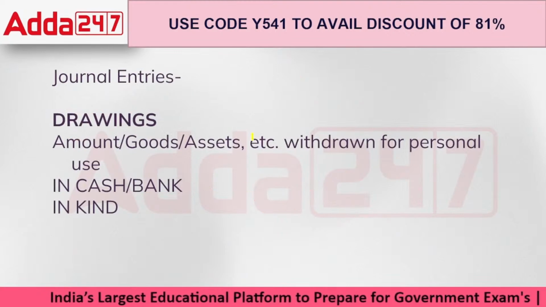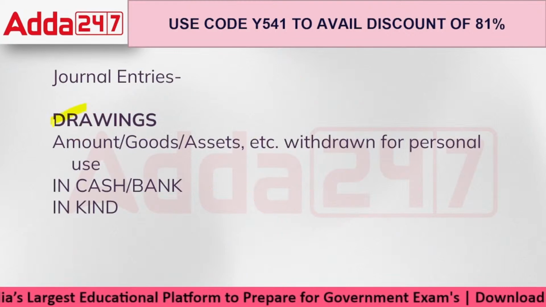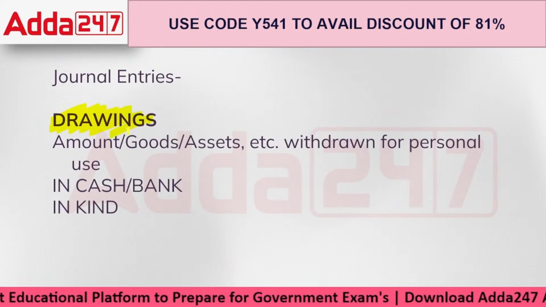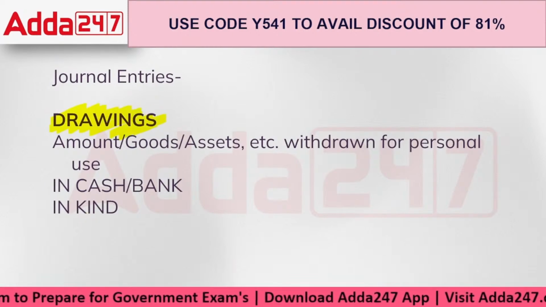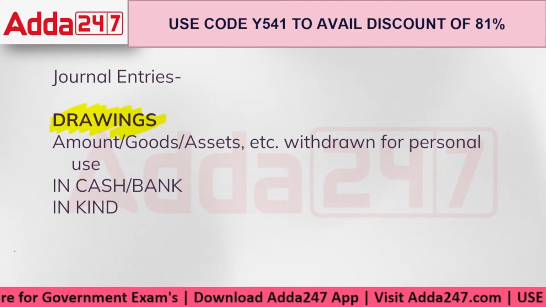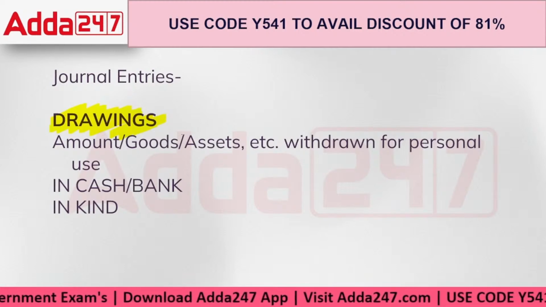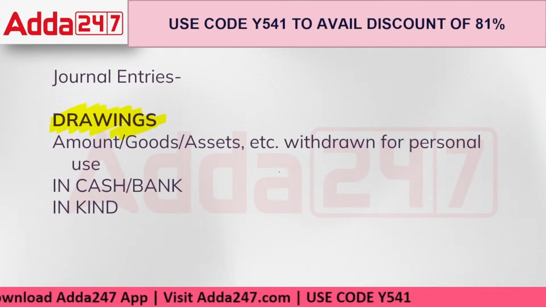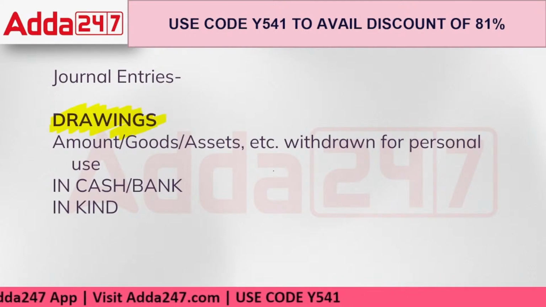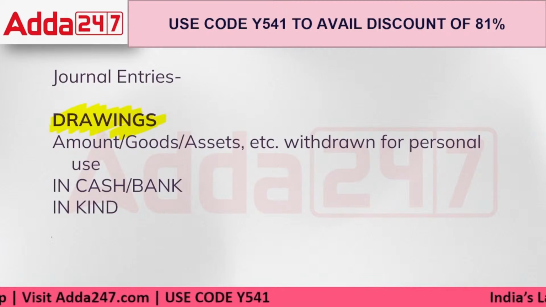Okay, now let's look at drawings. Drawings refers to the amount that I withdraw from my business for my personal use. But how do we record this particular transaction? The best way to record is, see, if I take the goods out of the business or cash out of the business, the journal entry would vary. Why? Let's look at it.